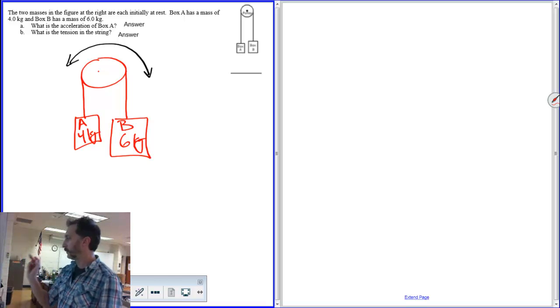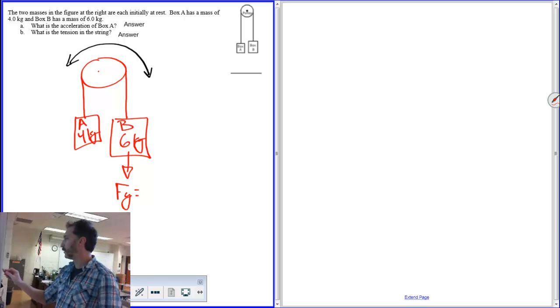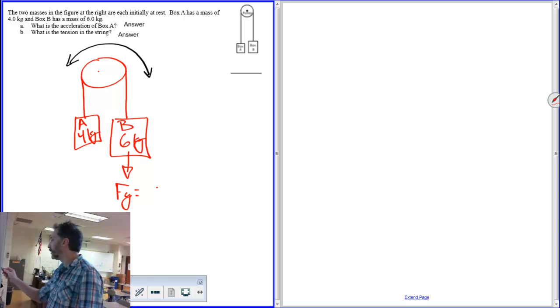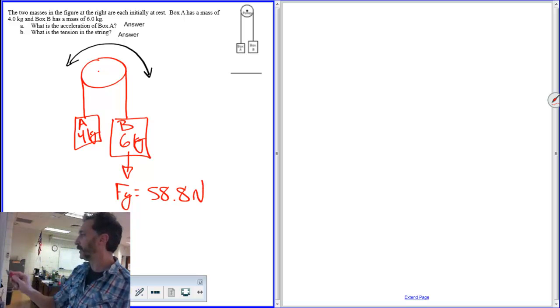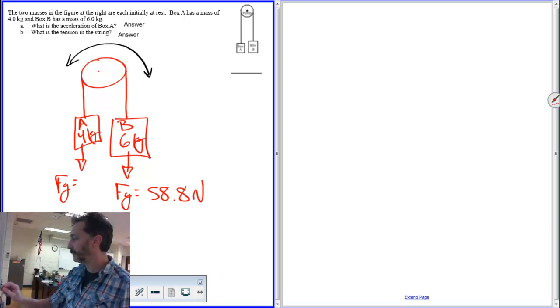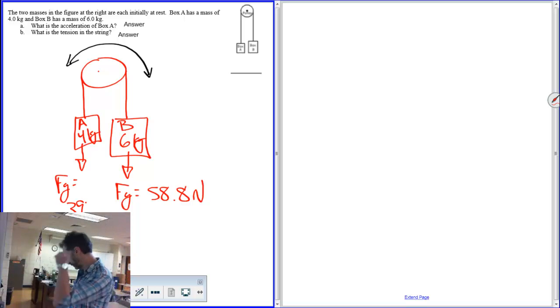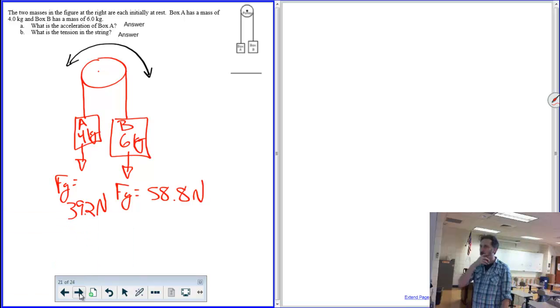But let's talk about it in terms of force. The force of gravity on object B is going to be 6 times 9.8, so that's 58.8 newtons. Don't put a negative in. We'll talk about the negatives in just a second. Over here, my force of gravity is 4 times 9.8, which is 39.2 newtons. Again, don't put in the negative. I can't call those both Fg. This is the force of gravity on B, this is the force of gravity on A.